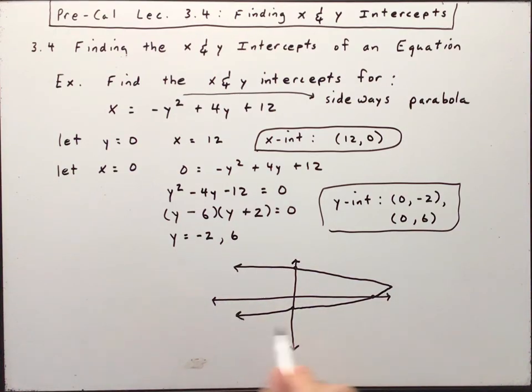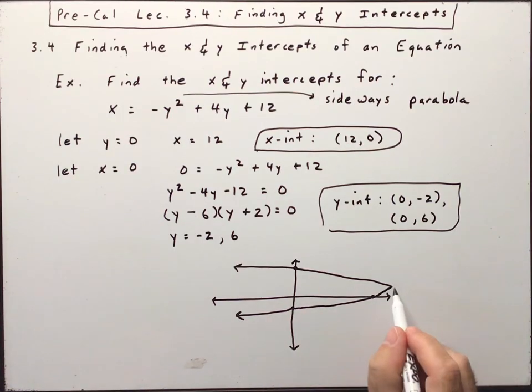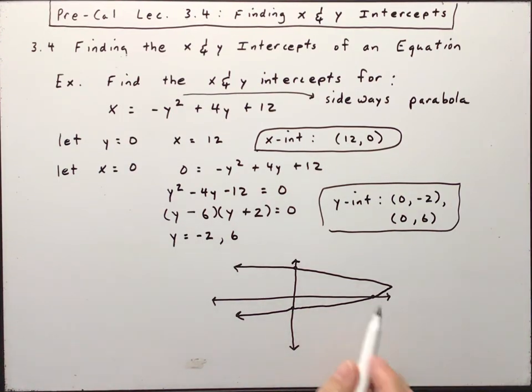Can be really helpful to know. So the vertex would come in the middle of these two points right there. So basically that's what it looks like.